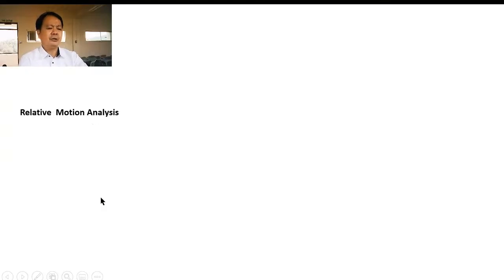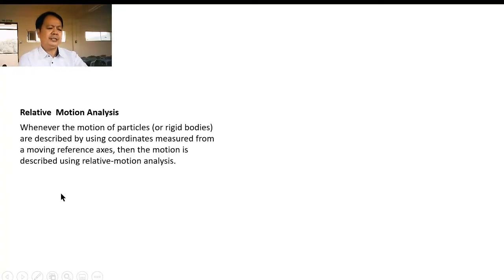However, if we are talking of a reference position that is also moving, then we are actually doing a relative motion analysis. Relative because the reference axis that we are using in describing the position of that particle is also moving. And here is the explanation. Sabi dito, whenever the motion of a particle or rigid body is described by using the coordinate measured from a moving reference axis, then the motion is described as a relative motion analysis.